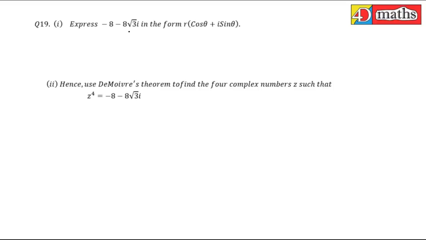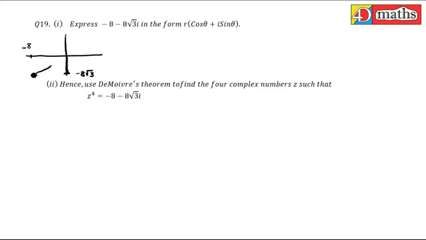Express -8 - 8 root 3 i in the form of r cos theta plus i sin theta. So you want to express this in polar form. Okay. So the first thing you do is draw it, and you position where it is. So it's down here in this corner. So it's -8, -8 root 3. Okay. So that's where this point is.